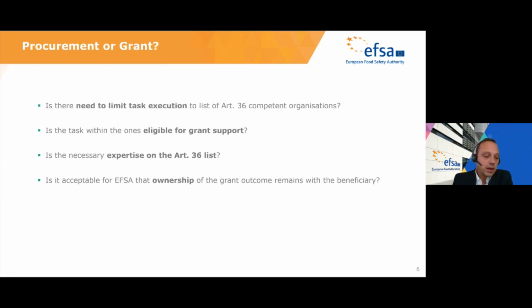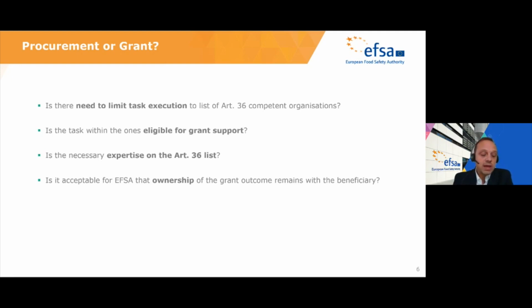For instance, one question would be: is there a need to limit the task execution to the group of Article 36 organizations that we have seen? We know that under the grant rules, we can decide to limit the use of subcontracting, so we can ensure that the work is exclusively and solely done by Article 36 organizations. This is not possible usually within a procurement environment, where subcontracting can only be limited in very critical cases. So this consideration would be made.